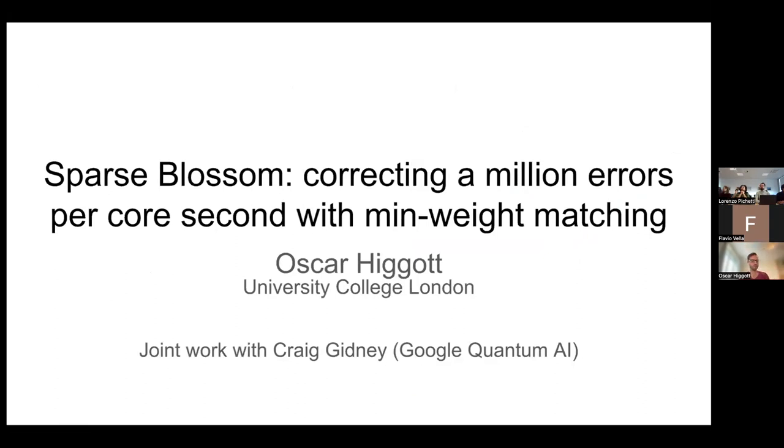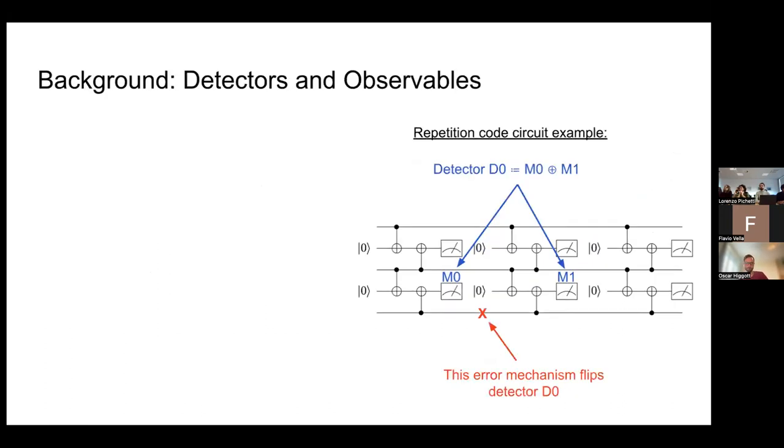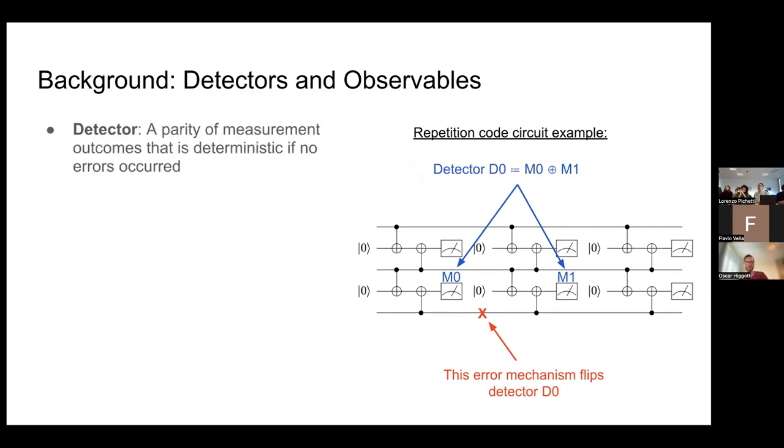Okay, so now I'll give an overview of Sparse Blossom, and this is looking at making a particular widely used decoder called the minimum weight perfect matching decoder much faster, and also releasing it as an open source tool. And I'll give a bit more background still on decoders and give some definitions. So a detector is a parity of measurement outcomes in a quantum error correction circuit, and in particular, which is deterministic if no errors have occurred.